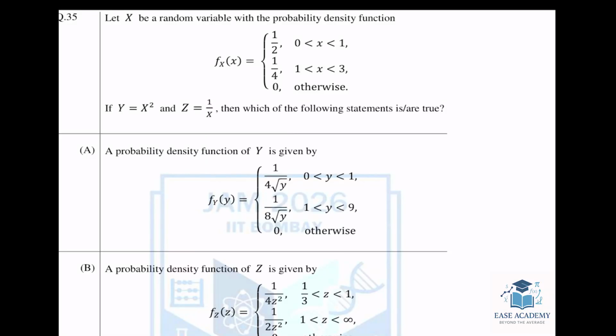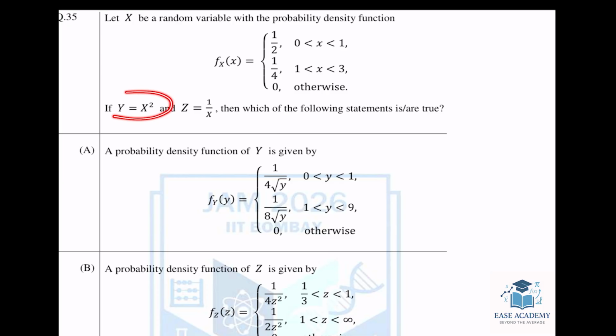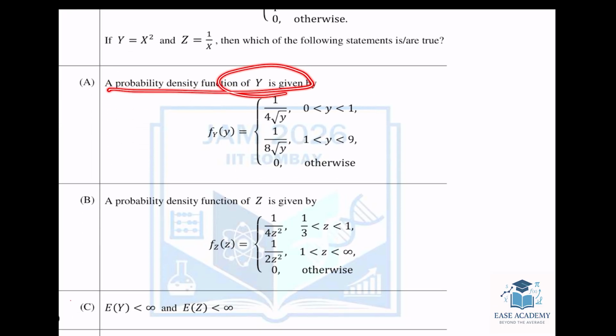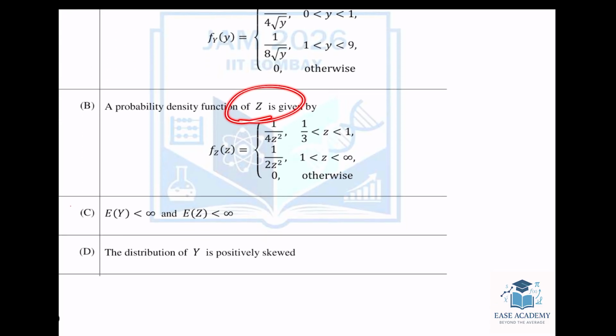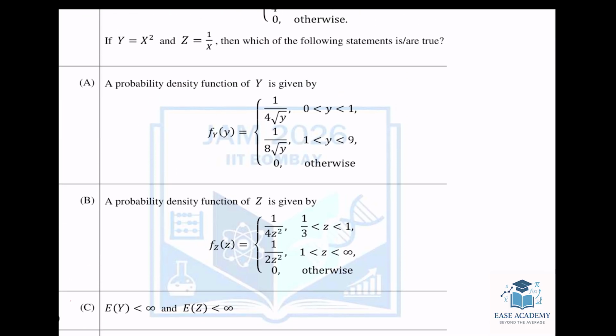So this is question number 35 of the series IIT JAM MS PYQ 2026 solution. The question is: let X be a random variable with the given probability density function, and we have Y equal to X square and Z equal to 1 by X. We need to find the probability density function of Y and Z and the expectation of both, and check that the distribution of Y is positively skewed.